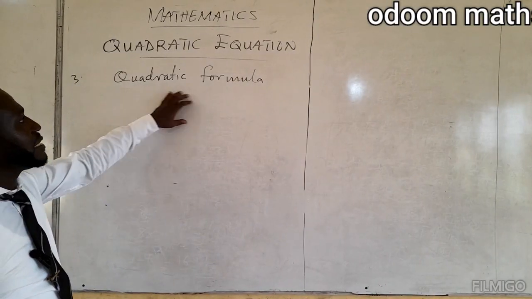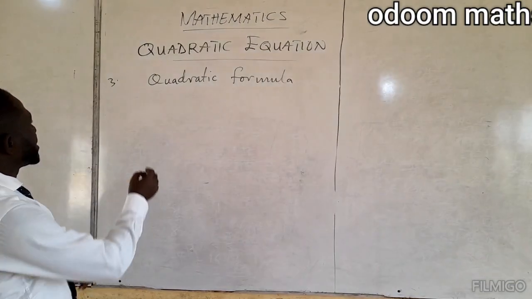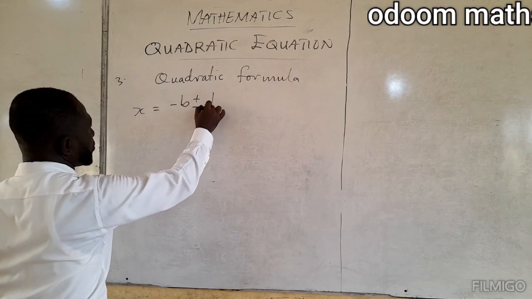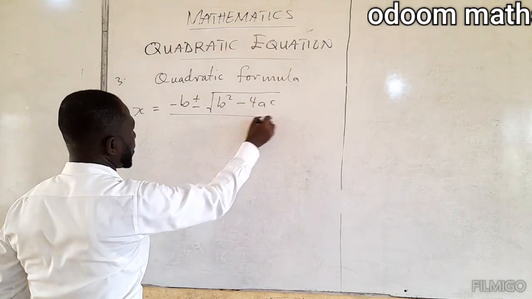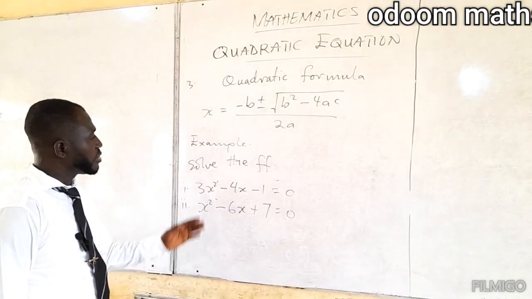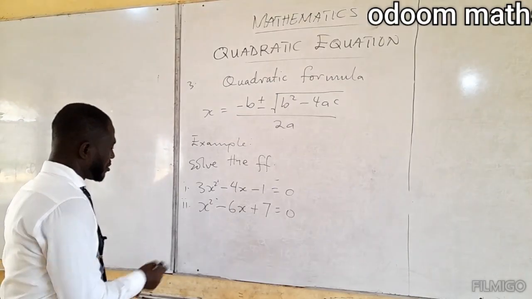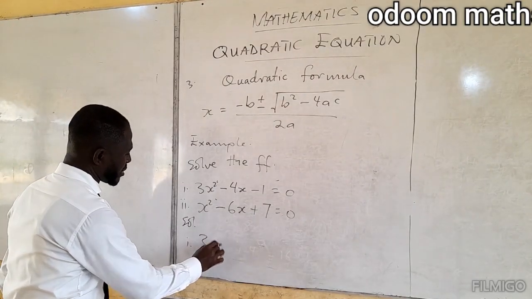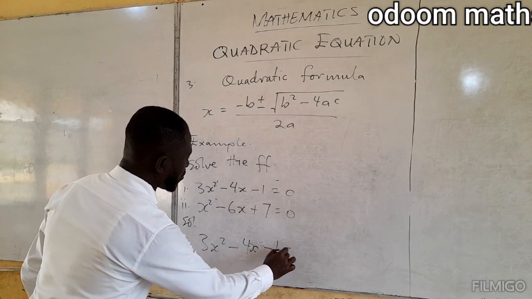Now let's look at the final method of solving quadratic equations. That is the quadratic formula. And the quadratic formula is giving us x equals minus b plus or minus square root of b squared minus 4ac, all over 2a. Now let's look at these two examples using the formula. The first example is 3x squared minus 4x minus 1 equals 0.